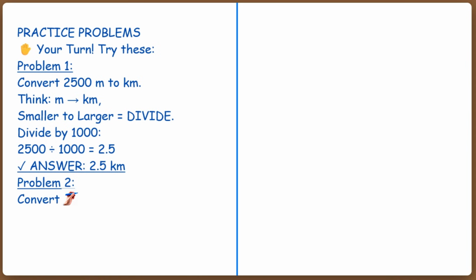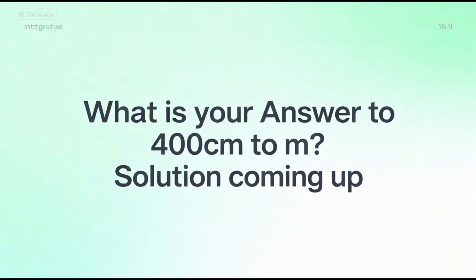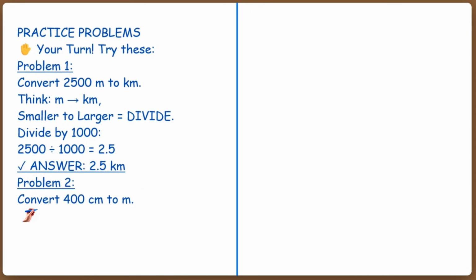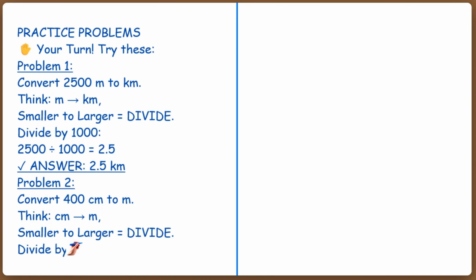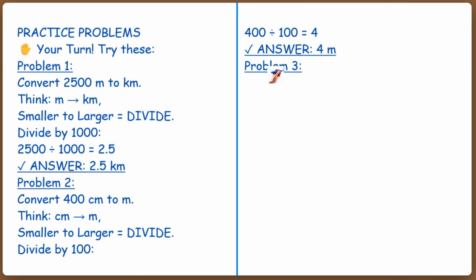Problem 2. Convert 400 centimeters to meters. Think centimeters to meters. Smaller to larger means divide. Divide by 100. 400 divided by 100 equals 4. Answer: 4 meters.